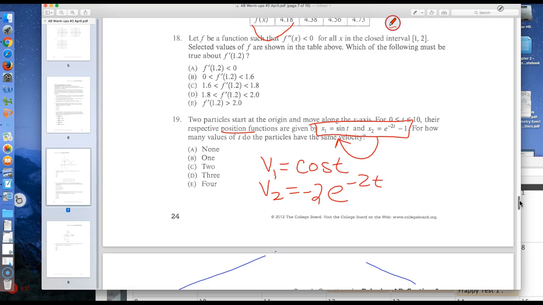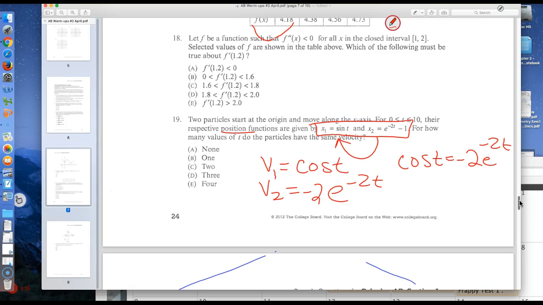I want to know where they're the same, correct? So I want to know where cosine of t is equal to negative 2 e to the negative 2t. I have a calculator. That is not readily apparent to me how many times that happens. But do you remember what I said the best way to solve things are when you have a calculator? What did I say to do? Get it equal to 0.